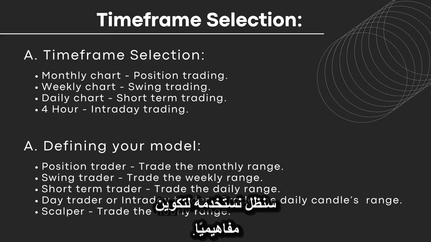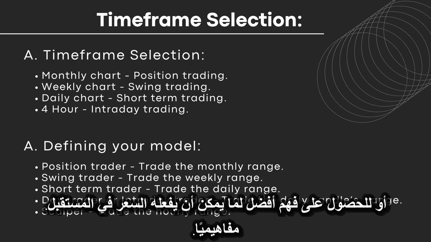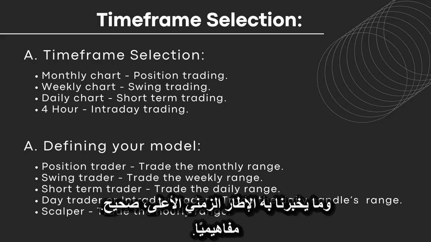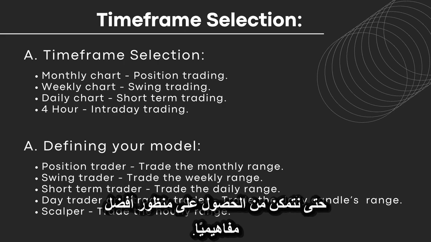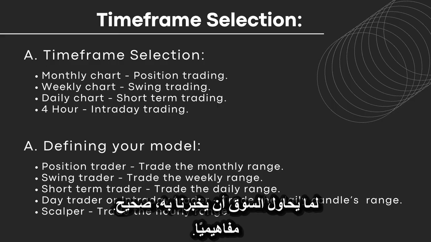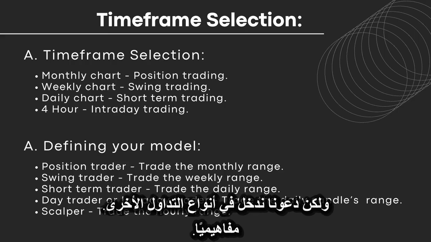We're still going to use it to form a higher time frame directional bias or to have a better understanding of what price could potentially do in the future. And what is the higher time frame telling us, right? We're going to still use the monthly time frame even though it's used for position trading, so we can have a better perspective of what the market is trying to tell us, right? Now we're going to delve into it later in the video, but let's get into the other types of trading.